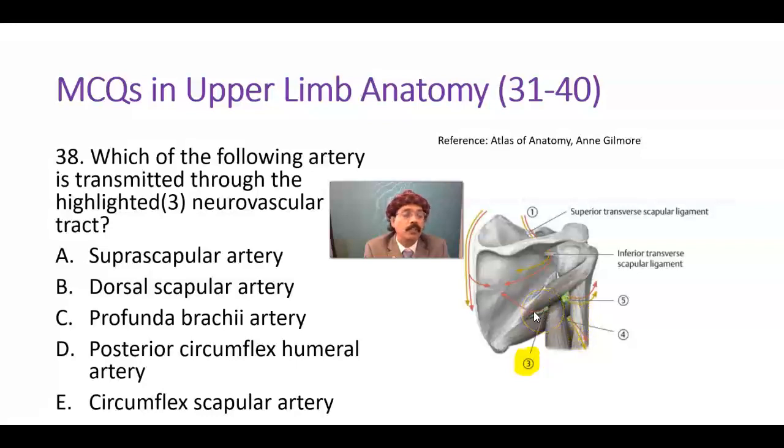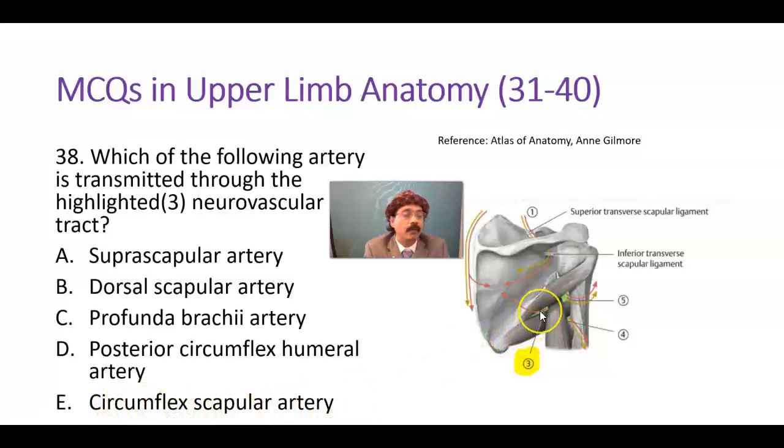What is the content here? A blood vessel. What is that blood vessel? Suprascapular artery, dorsal scapular artery, profunda brachii artery, posterior circumflex femoral artery, circumflex scapular artery. Answer should be circumflex scapular artery. This is the circumflex scapular artery. That is the answer. C is the answer.